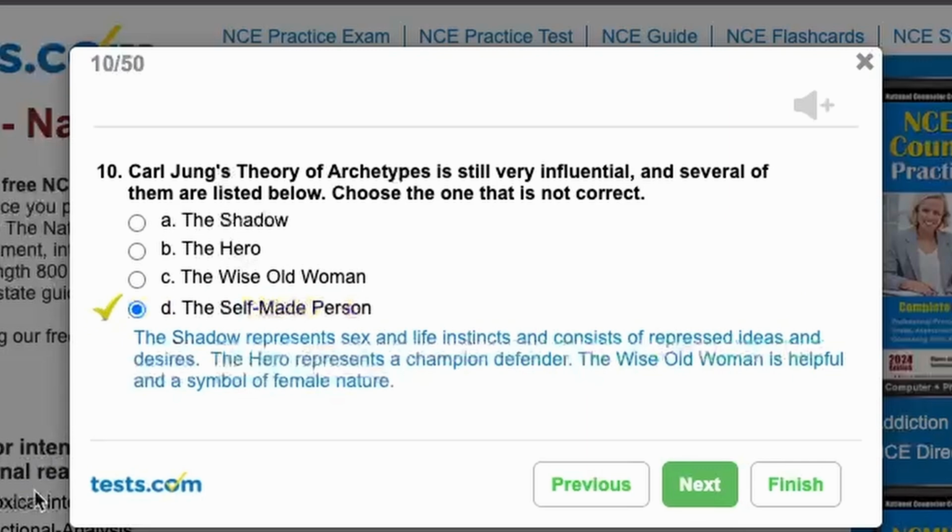D. The shadow represents sex and life instincts and consists of repressed ideas and desires. The hero represents a champion defender. The wise old woman is helpful and a symbol of female nature.